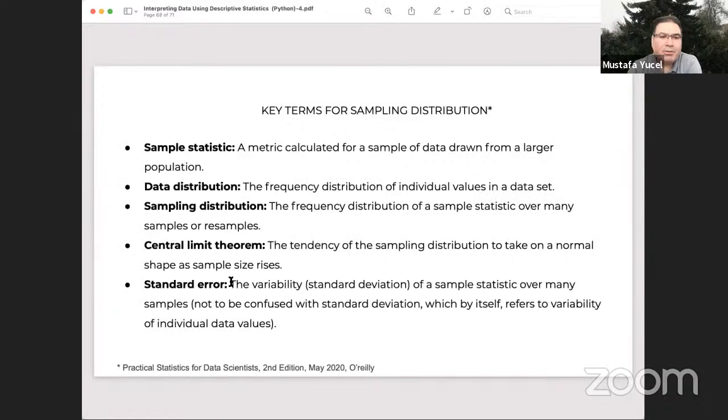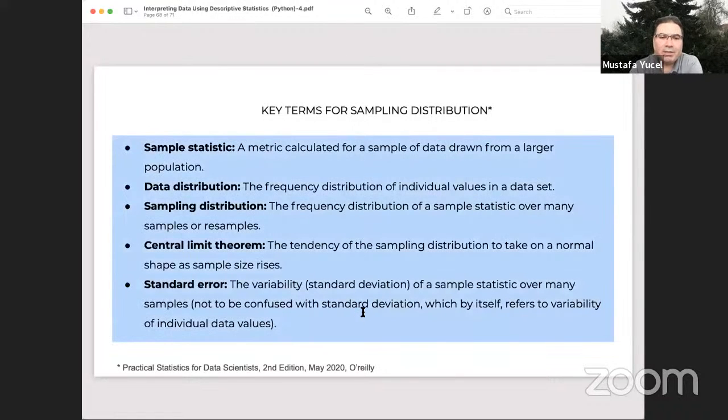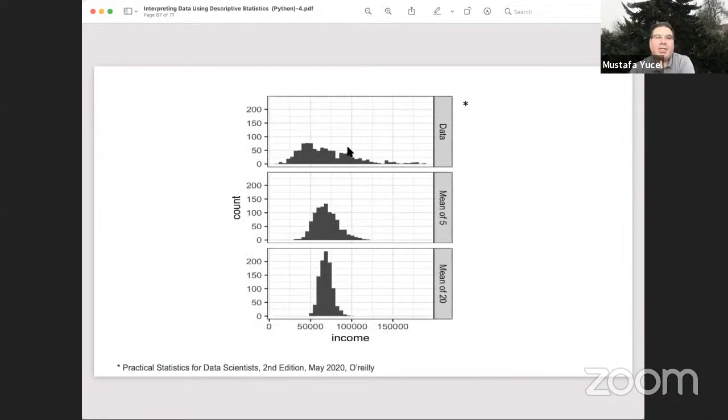And standard error, you know, the standard deviation. Here we have standard error: the variability or standard deviation of sample statistics over many samples, not to be confused with standard deviation, which by itself refers to the variability of individual data values. Here again, these are real individuals. We plot their graph, and here we have a real average and a real standard deviation.